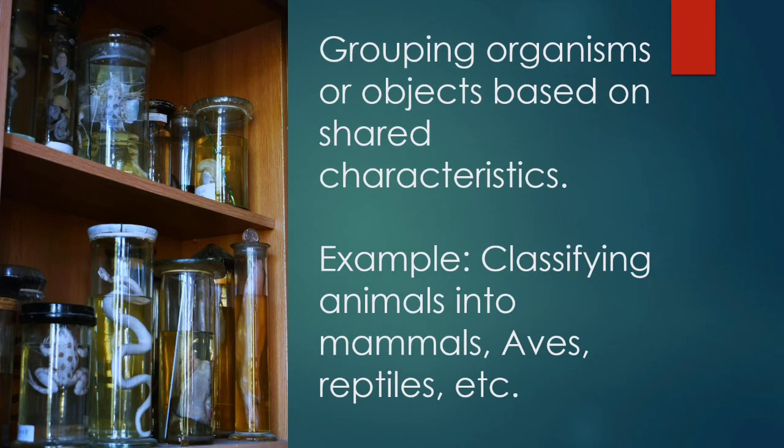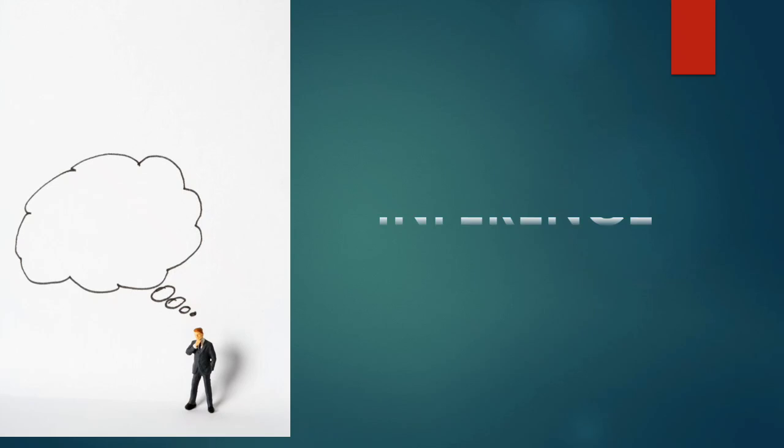Now, after observation, the next method is classification. Now, classification simply means grouping organisms or objects based on shared characteristics. Any organisms that actually look alike or have similar characteristics, what do we do? We place them together. We put them in the same group. So that is classification. Now you may wonder, why do we classify animals into mammals, apes, reptiles, and the rest? It's because they share specific characteristics together. All right. So that is classification.